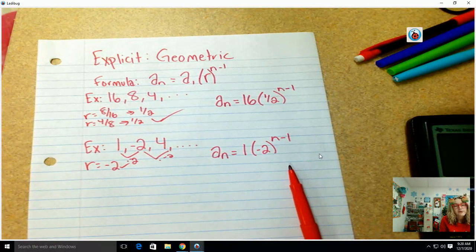So that was the long and the short of it of geometric sequences. So I know we covered a lot in this video. We covered identifying, finding the term, recursive and explicit formulas, and writing their equations.